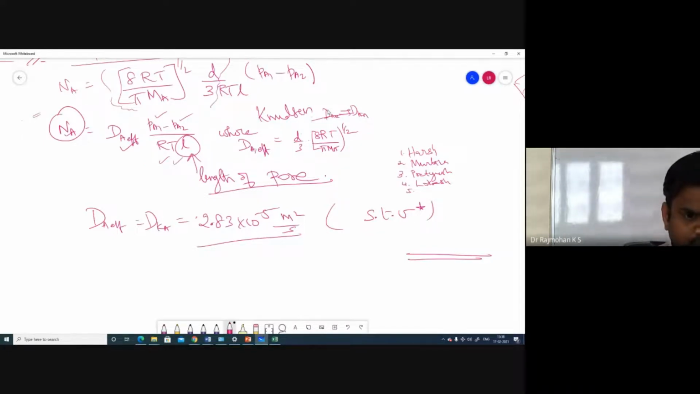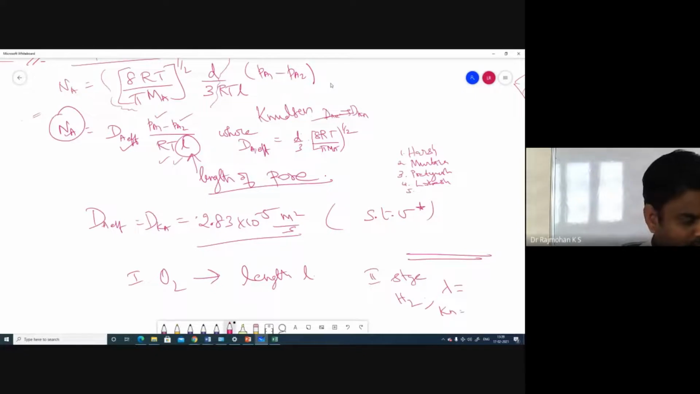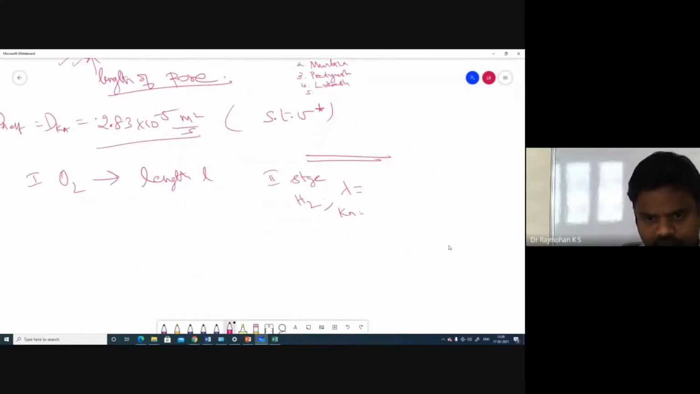From this first stage for oxygen, what we update is the length of the pore we got. Okay. So in the second stage, this is totally a new material, that is hydrogen. So for hydrogen, what is lambda? You have to find. Okay, what is the Knudsen number? You have to find. Okay. So then you have to find dKa. Okay, so once dK is found, you can get Na.